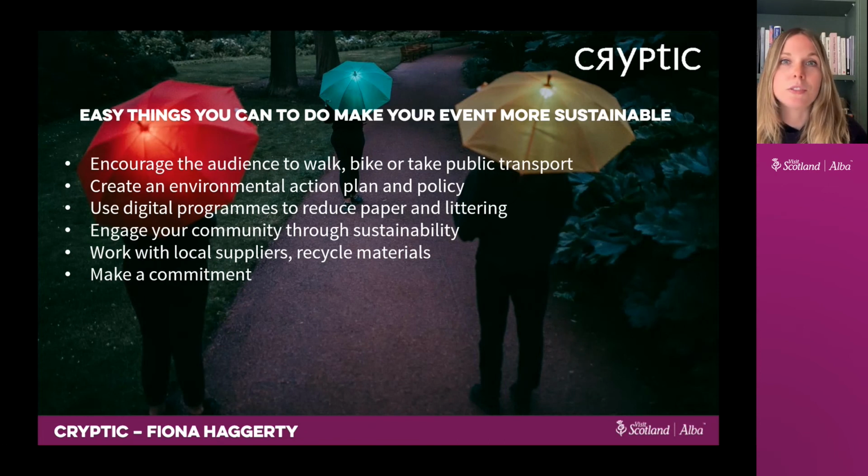Do we need to travel to an event, or can we organise this more digitally and maybe meet later on once plans are further developed, as of course those face-to-face are still important. We use digital programs to reduce paper and littering on sites. There were lots of QR codes available. Again, people are now really familiar with this sort of way of learning about work using QR codes.